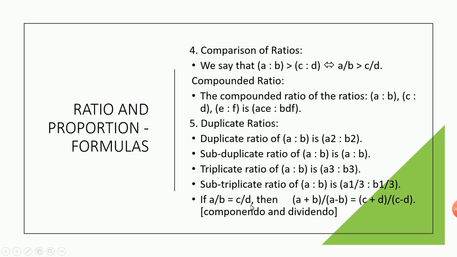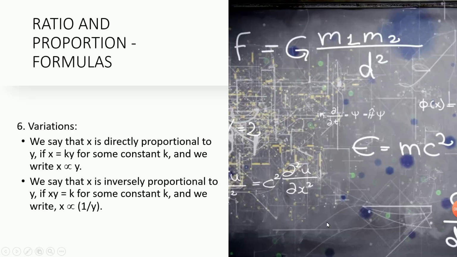And A by B equal to C by D means then A plus B divided by A minus B equal to C plus D divided by C minus D. This is known as componendo and dividendo rule or something like that.